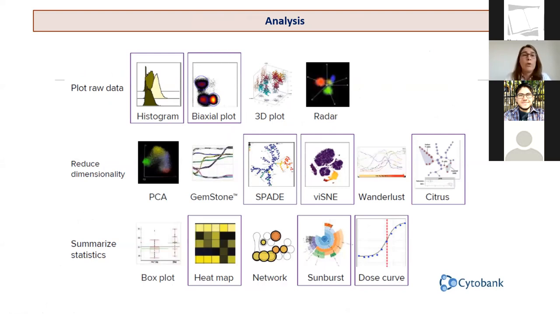So you can just plot your raw data, for example, the biaxial plot, the one that I showed you. You can do histograms. And you can do dimensionality reduction. I'll show you one slide that's actually one of my results with VISNI, what we call VISNI. And you have obviously the summarized statistics, which you can represent in different ways.